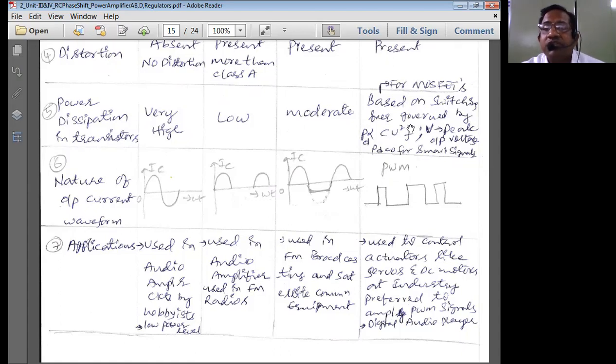So based on the switching frequency, governed by the power proportional to CV squared F, which is the formula, the power dissipation is normally proportional to these three factors. Here V is nothing but the peak output voltage and F is nothing but the frequency of the input signal. So if the frequency is small, then the power dissipation is going to be small. If the peak-to-peak voltage is small, power dissipation is going to be small in the case of MOSFET transistors.